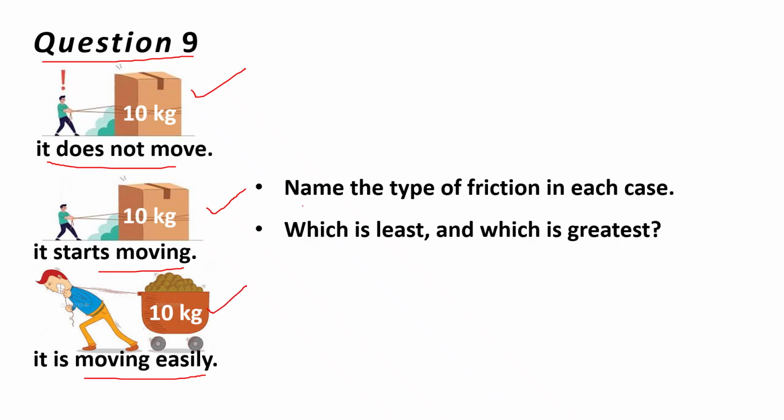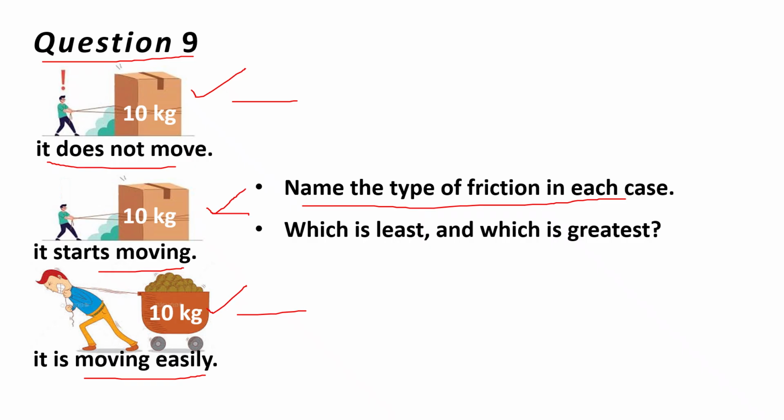So name the type of friction in each case. Here, what kind of friction? Here, what kind of friction? Here, what kind of friction? If you call them A, B, C, in A, what kind of friction? In B, what kind of friction? And C, what kind of friction?